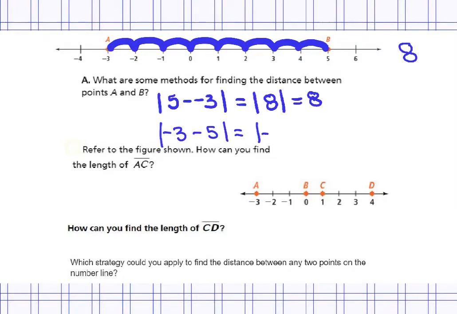Now, why do we use absolute value when we're dealing with measurement? You can't have negative measurement. An absolute value will always give us a positive result. So it's important to consider and always remember to do.